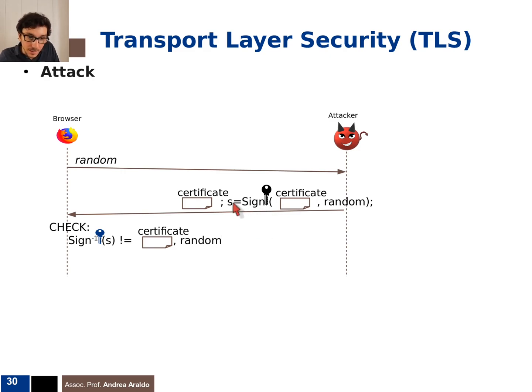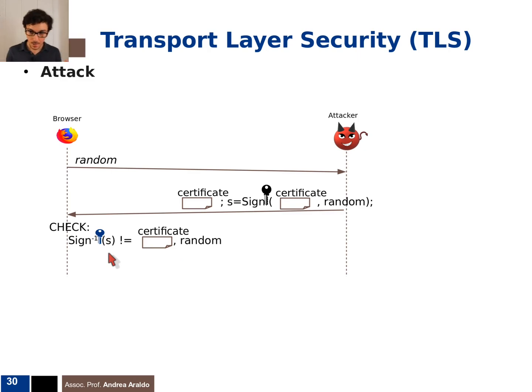And then the message S is created and sent back to the browser. When the browser does the verification, the inversion, it will use the public key, and the result will not correspond to certificate and random; it will be wrong. Why? Because the original signature was not done with the correct private key associated with this public key, and so the inversion doesn't work.